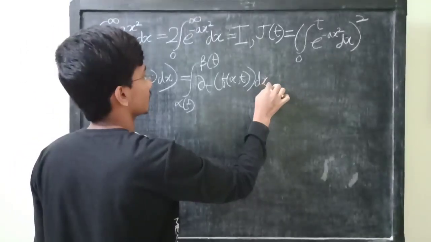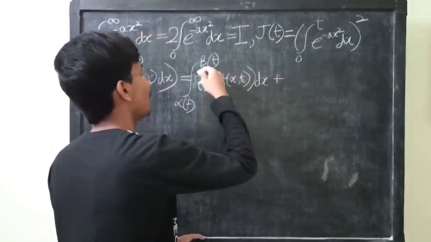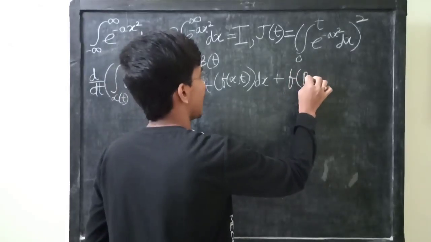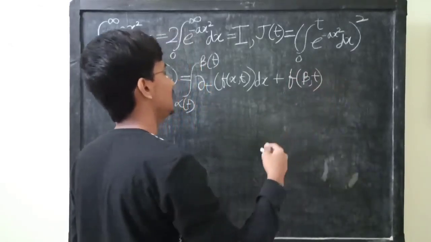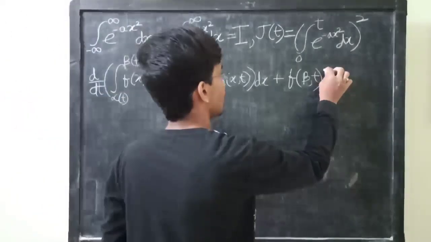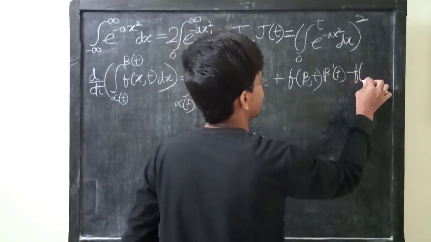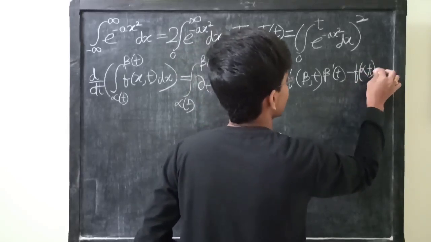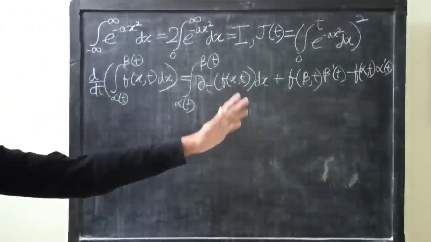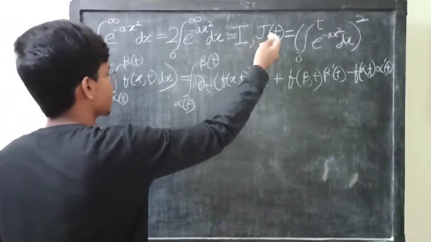and then we will have the second term, that is putting the upper limit in place of x. So f of beta comma t multiplied by the derivative of this upper limit with respect to t, so nothing but beta prime of t, minus the same thing with the lower limit, that is f of alpha comma t times alpha prime of t. This is the full Leibniz theorem. So now we need to differentiate this function with respect to t.